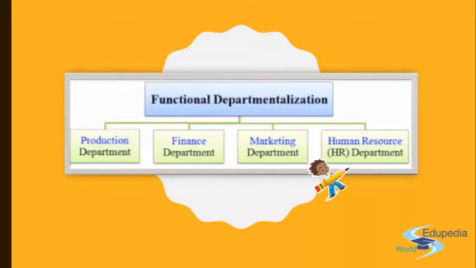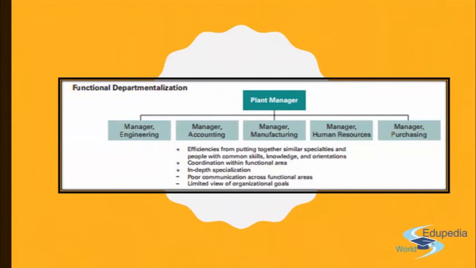Functional departmentalization may be advantageous because it can increase efficiency and expertise since all related activities are performed in one place by one group of people that specialize in that activity. Now this is another example. As you can see, functional departmentalization for plant manager. We have manager engineering, manager accounting, manager manufacturing, manager human resources, and manager purchasing.